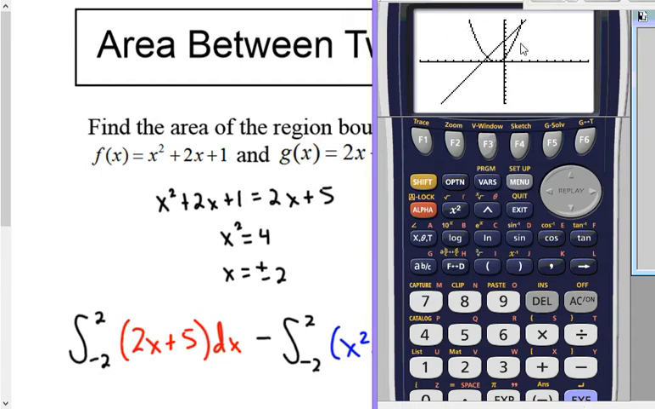And sure enough, that looks like our sketch. So we're trying to find this region here. So if this is with calculator, then I can go G-solve intersect. I see it goes from -2 to 2.